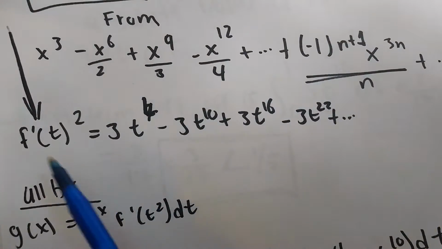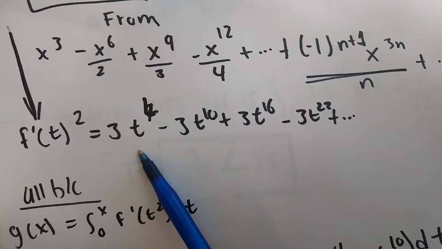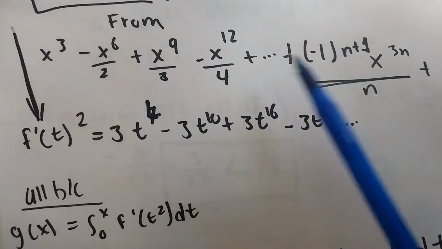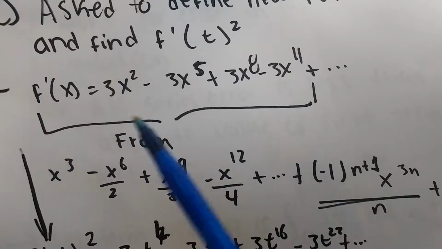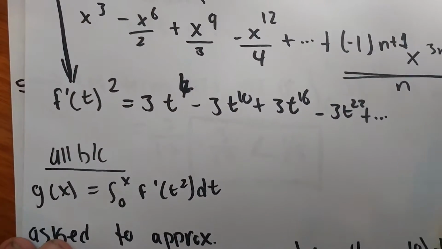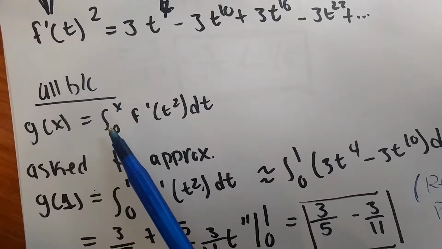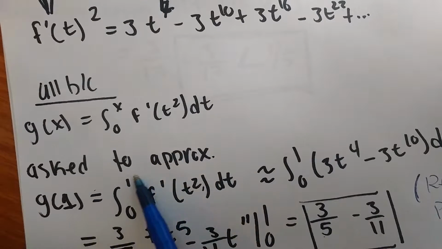Then in order to find f prime of t squared, all you have to do is plug in t squared wherever you see the x in the f prime that we have found. Just plug in the t squared wherever you see an x. That's all you have to do for f prime of t squared. We did all this because we are given this g of x. We're given that it equals the integral from 0 to x of f prime of t squared dt, and we're asked to approximate g of 1.